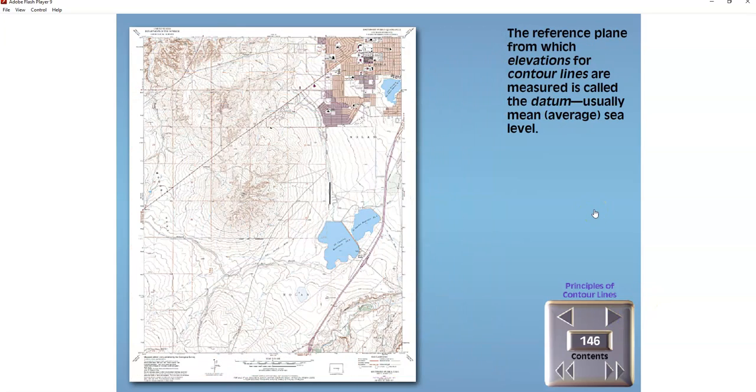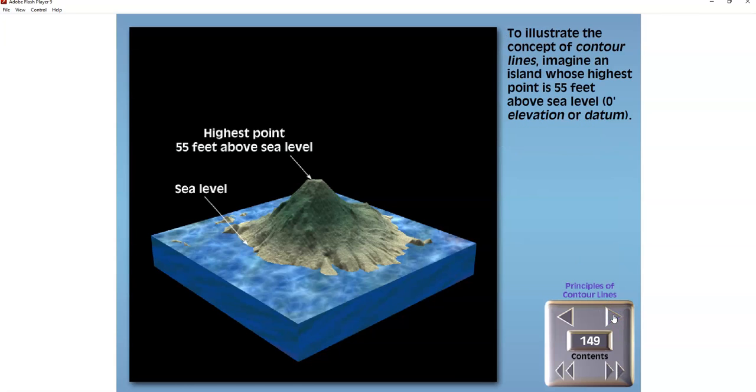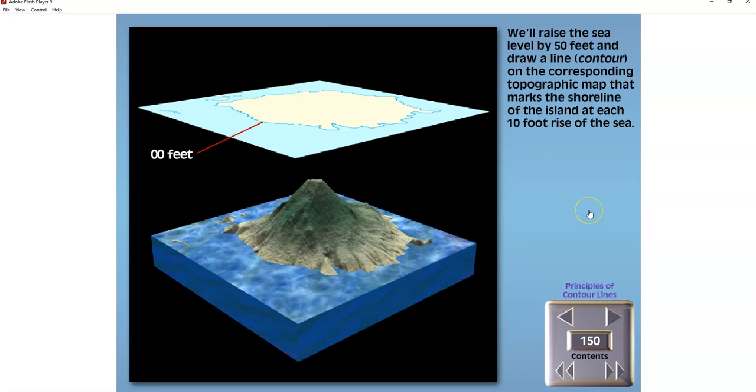The reference plane from which elevations for contour lines are measured is called the datum, usually meaning sea level. The datum used for determining elevations on a topographic map is usually indicated in the lower central margin of the map. On the map illustrated, the National Geodetic Vertical Datum of 1929 refers to the mean sea level as of 1929. To illustrate the concept of contour lines, imagine an island whose highest point is 55 feet above sea level. We'll raise the sea level by 50 feet and draw a line on the corresponding topographic map that marks the shoreline of the island at each 10-foot rise of the sea.